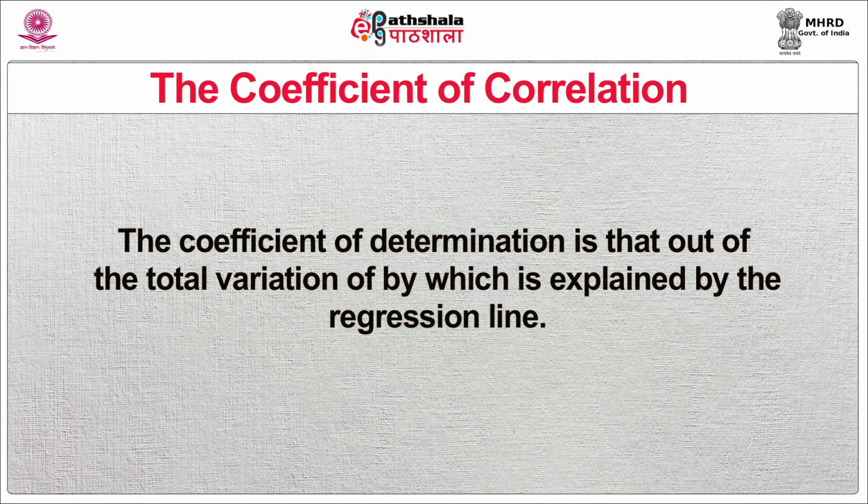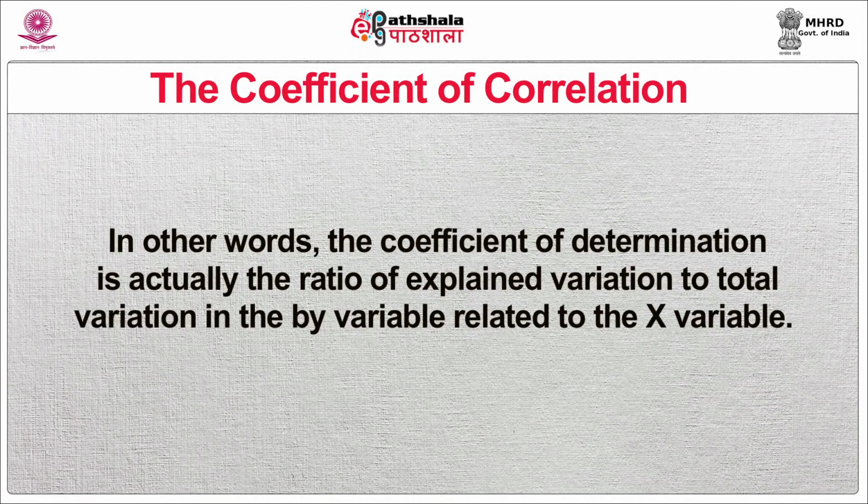The coefficient of determination is that part of the total variation of y which is explained by the regression line. In other words, the coefficient of determination is actually the ratio of explained variation to the total variation in the y variable related to the x variable.